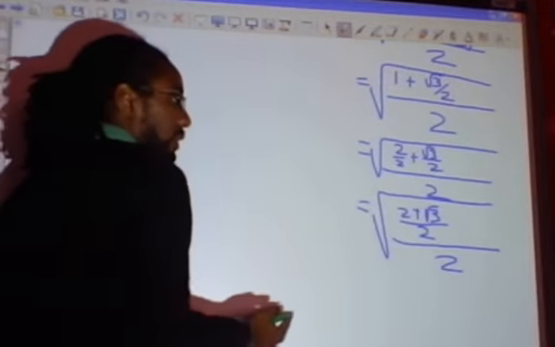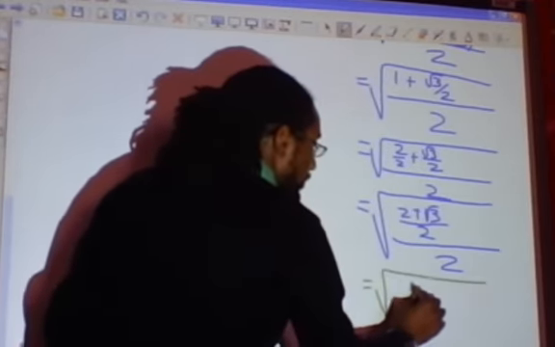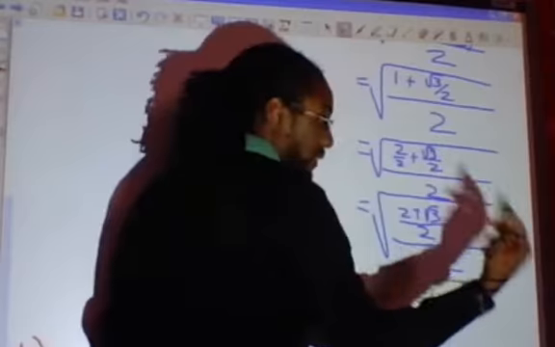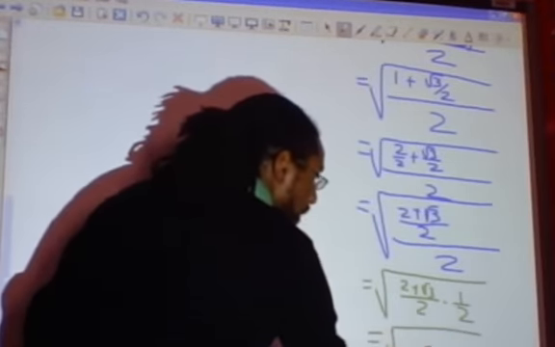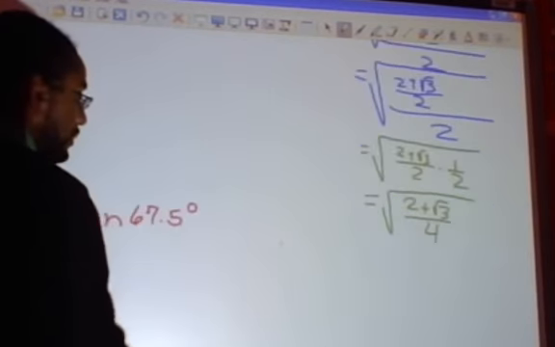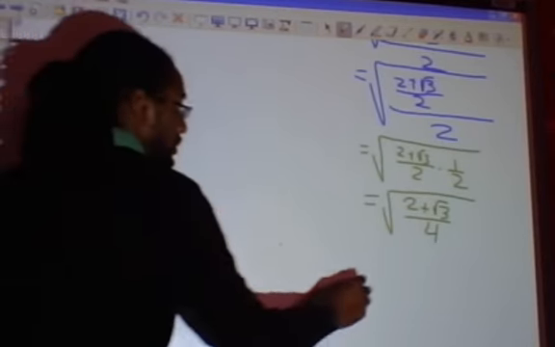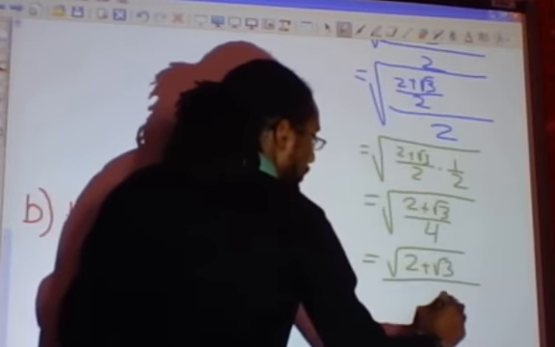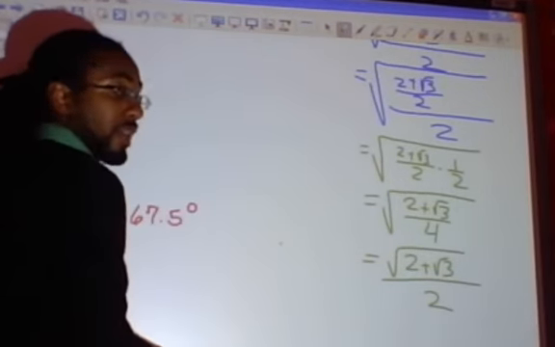And then here, we're going to go ahead and combine these fractions. That's 2 plus the square root of 3 over 2 times 2, flip that, that gives us 1/2. So we're looking at the square root of 2 plus square root of 3 over 4. And then here we have to take the square root of the top and the bottom. So that'll be the square root of 2 plus the square root of 3 over 2. And that's our final answer. And yes, we can have a radical under a radical.